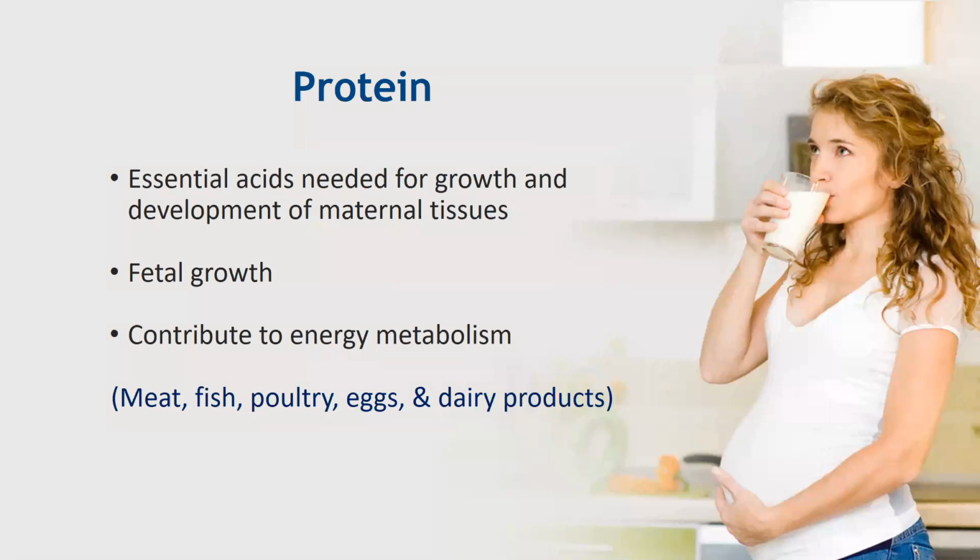Protein is essential, providing amino acids needed for growth and development of maternal tissues and for fetal growth. It also contributes to energy metabolism. It's needed for the growth and development of maternal tissues, such as the uterus and the breasts, and to meet fetal needs. Protein comes from meats, fish, poultry, eggs, and dairy products.